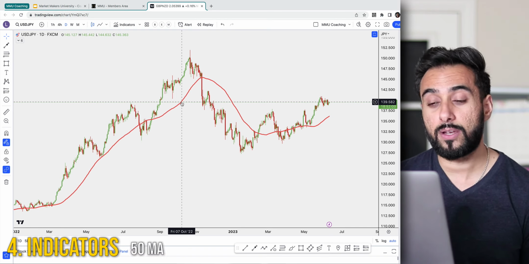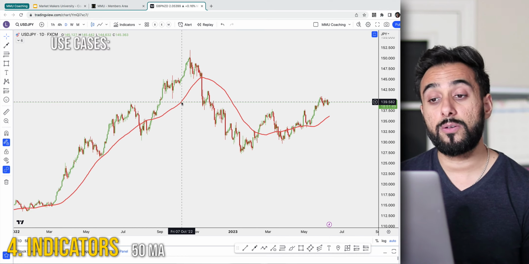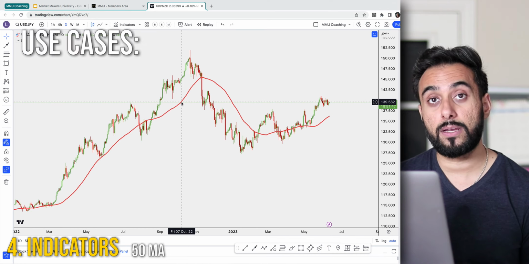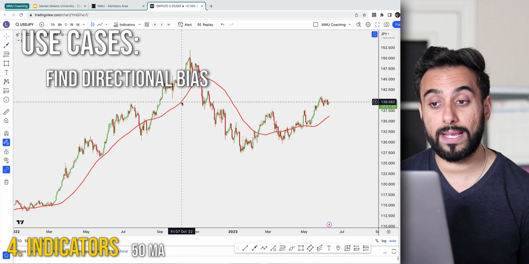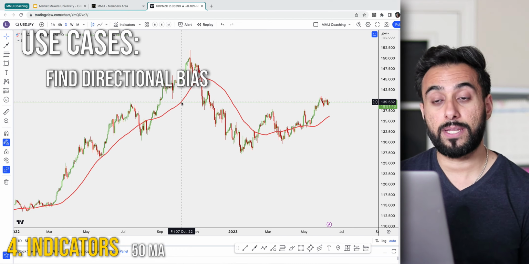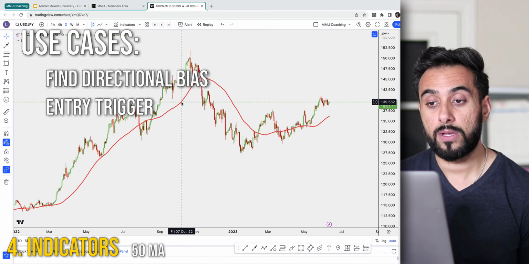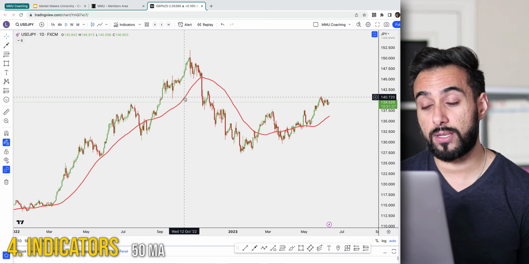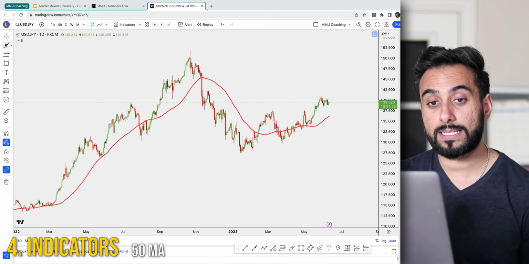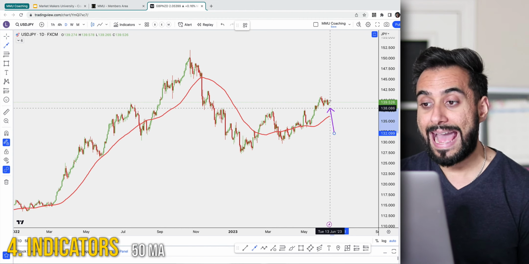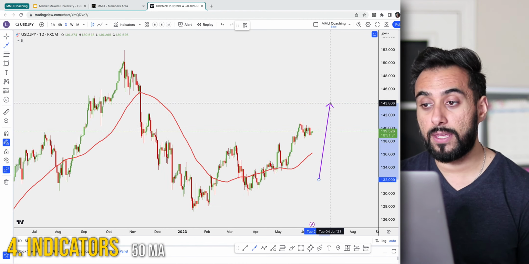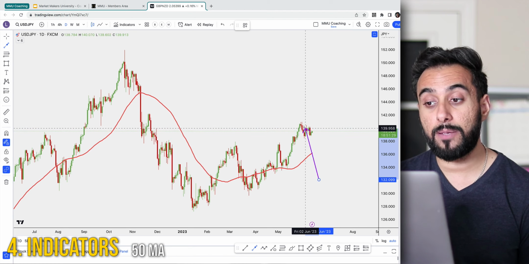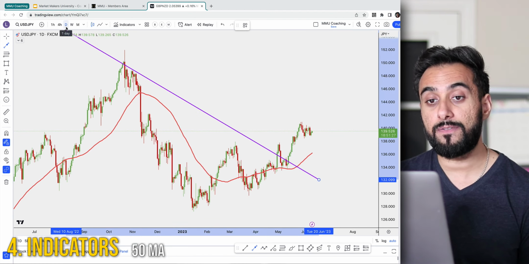There's a few ways that you can use these indicators. You can use this indicator as a signal of potential directional bias, or you can use this as a potential entry trigger. Let me give an example. First and foremost, what the 50-period moving average essentially does is calculate the average price of, in this case, the past 50 periods. In other words, the past 50 candles.